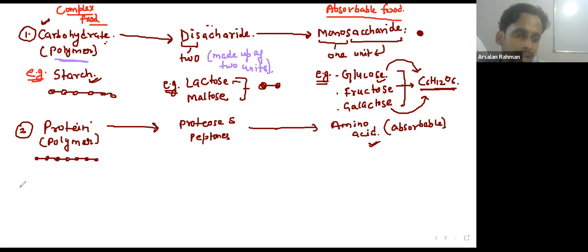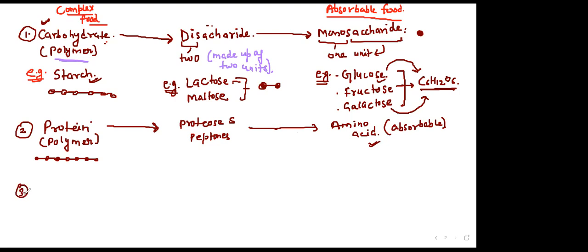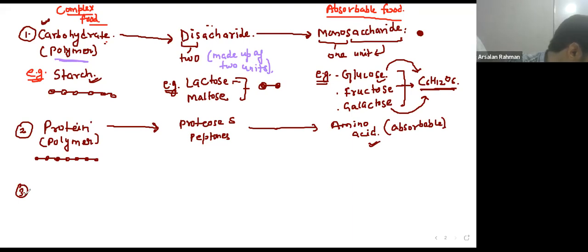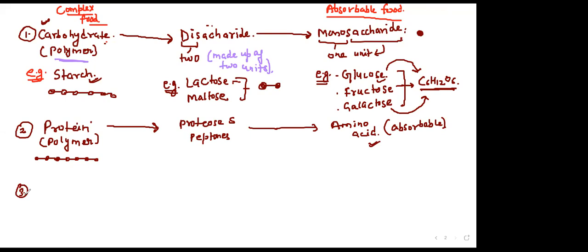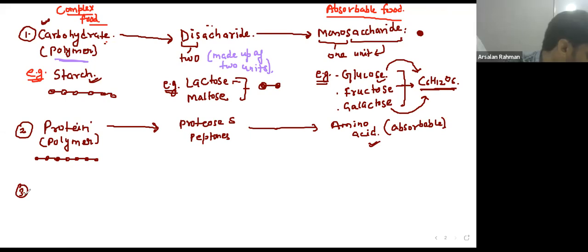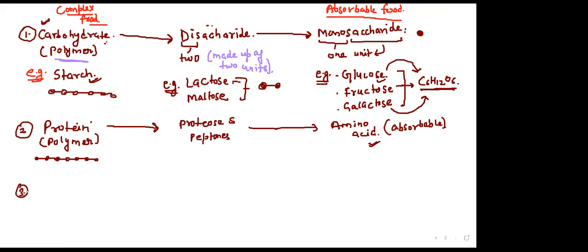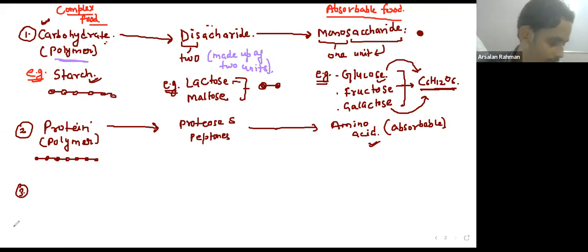Okay. Now what about the third one? The third food which we eat is fat and lipid. Can you tell me the absorbable form of fat? Have you heard about fatty acids and glycerols? Yes. The absorbable form of fat is fatty acid and glycerol.